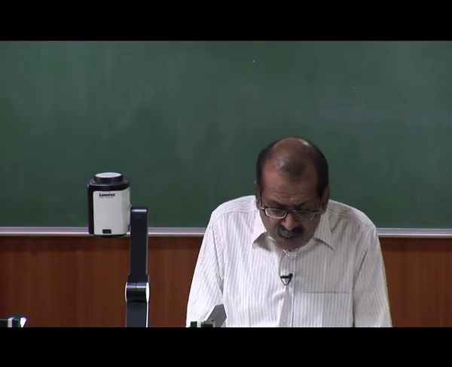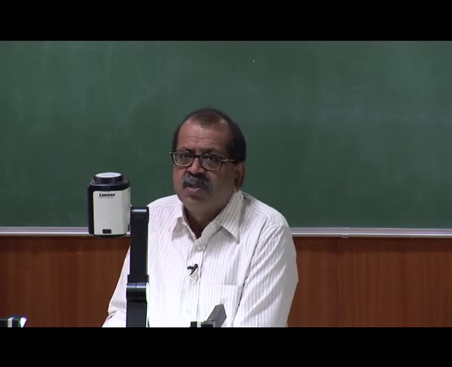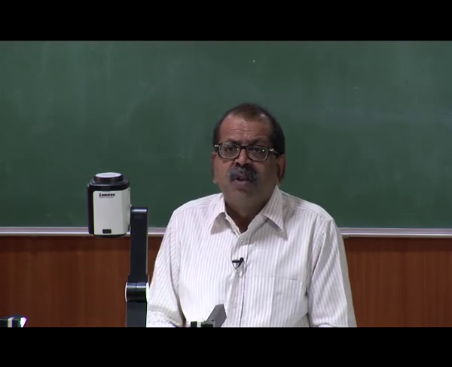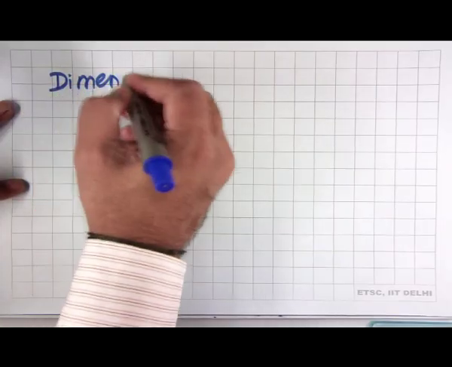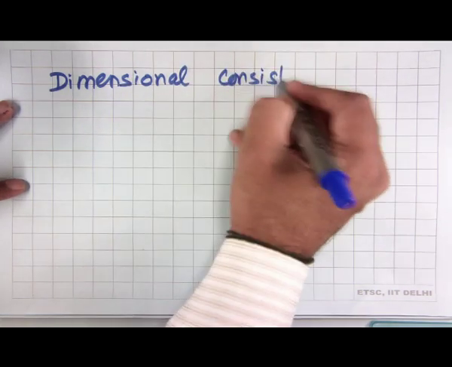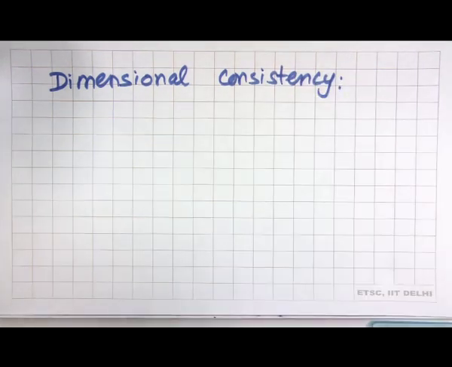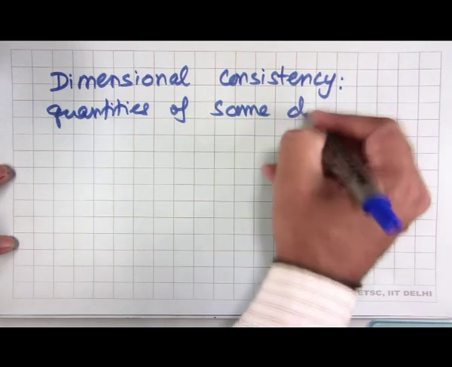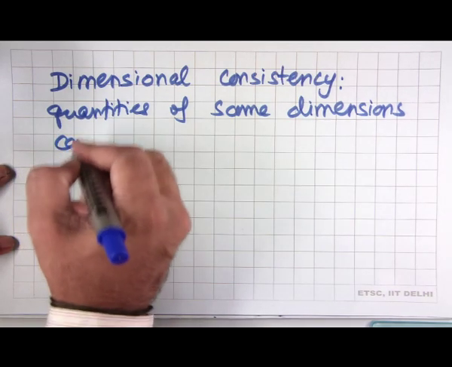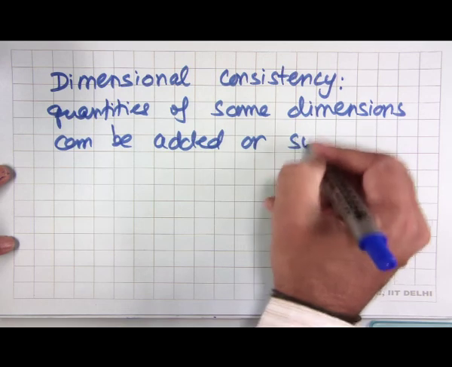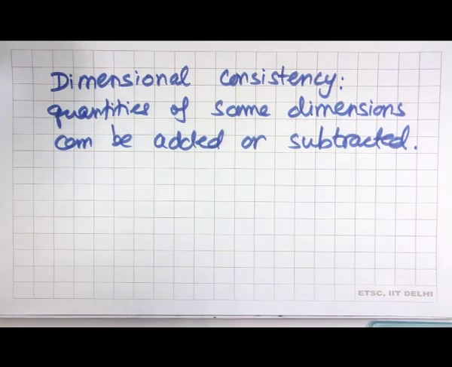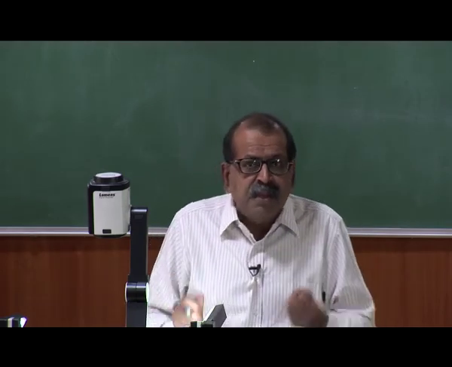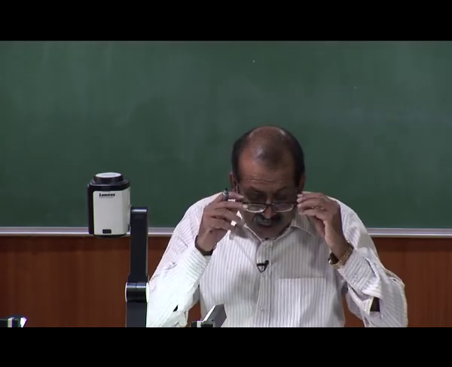So, given these basic dimensions, we can use some analysis, and that can be of use. So, we have one thing which we have to be careful about when we write our equations. All our equations which we write in physics should have dimensional consistency. And the meaning of dimensional consistency is that quantities of same dimensions can be added or subtracted, which means if two quantities are added or subtracted, or I say A is equal to B, then quantity A must have the same dimension as quantity B, and this principle has to be followed.